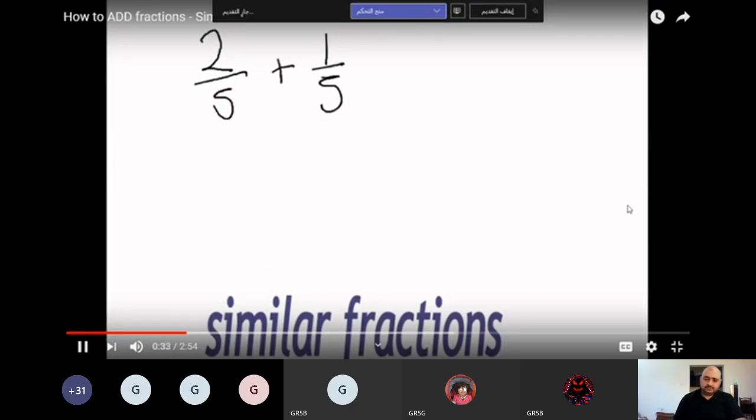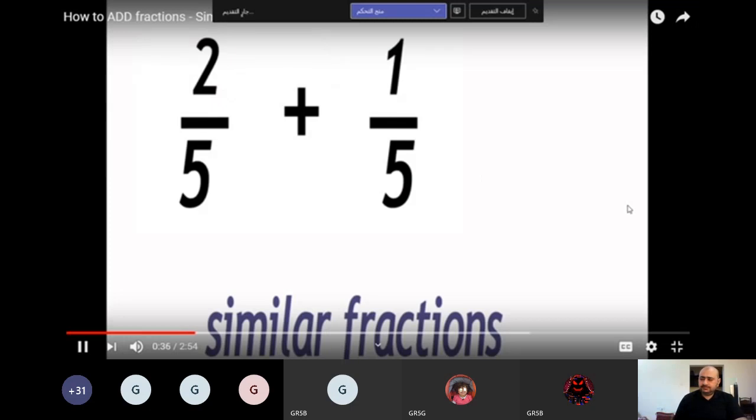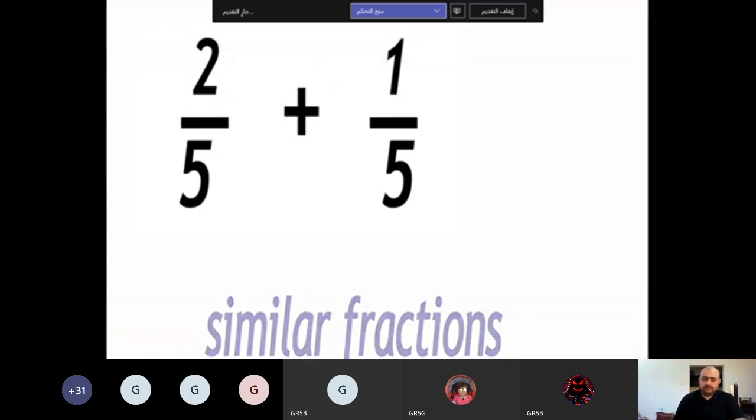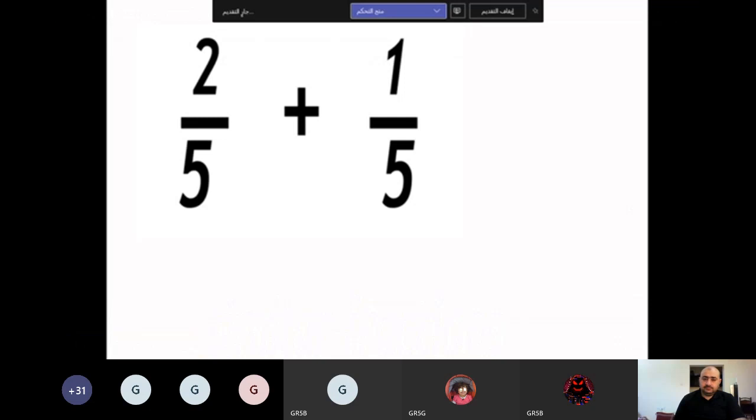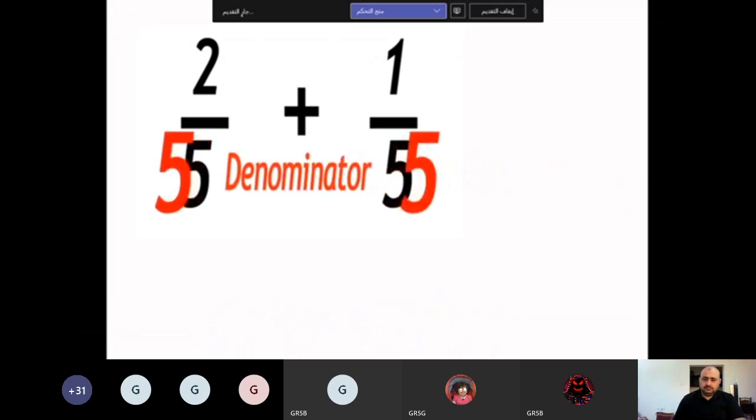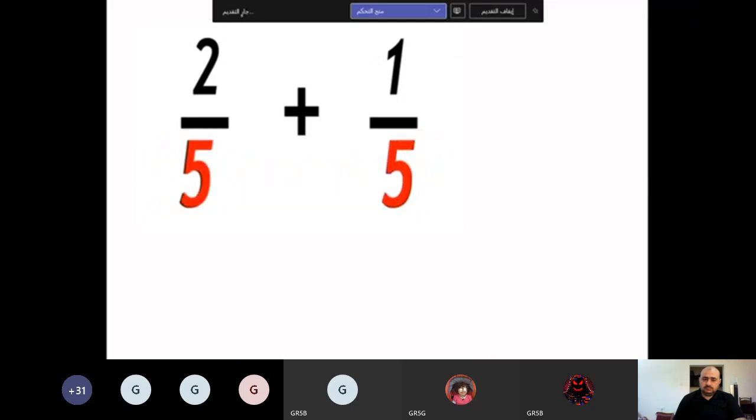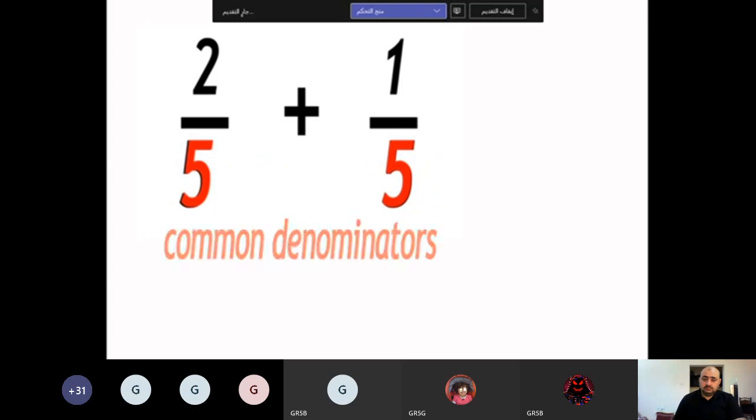Now, do you notice anything similar between these two fractions? Well, the top numbers are not the same, but the bottom two numbers are. In a fraction, the bottom number is called the denominator. And when the denominators are the same, we've got similar fractions, because that's what makes them similar, the fact that the two bottom numbers are the same. The correct term for this is that they have common denominators. So for fractions to be similar, they must have common denominators.